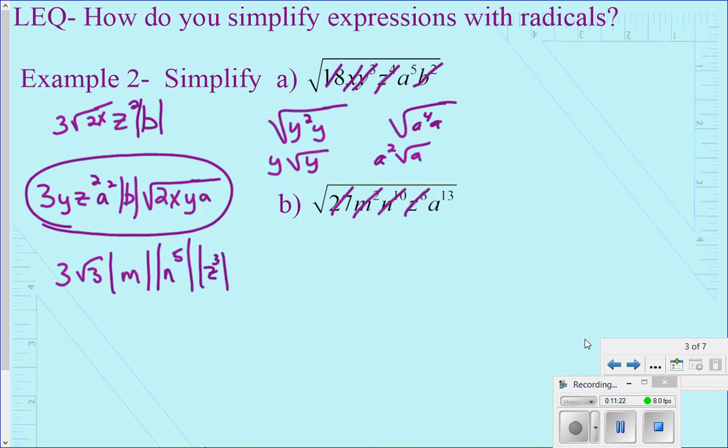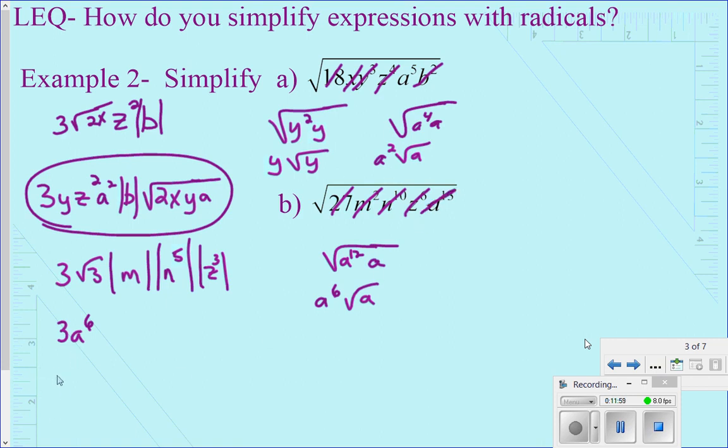And lastly, 13 divided by 2, that's going to give me a decimal. So I won't have absolute value around it, whether it's even or odd, it doesn't matter. But I am going to break down a to the 13 into a to the 12 and then a, so that I can divide 12 by 2 and get 6. And then I'm left with the square root of a. So let me bring that over here. So I have 3 a to the 6th. And I'm done with the a's now.